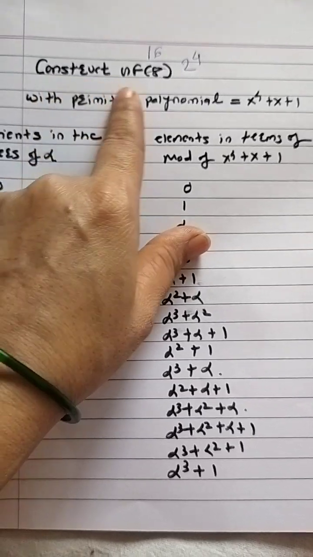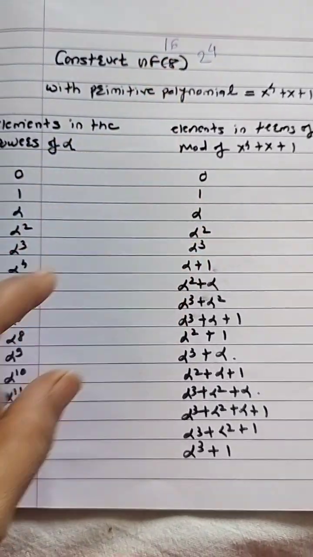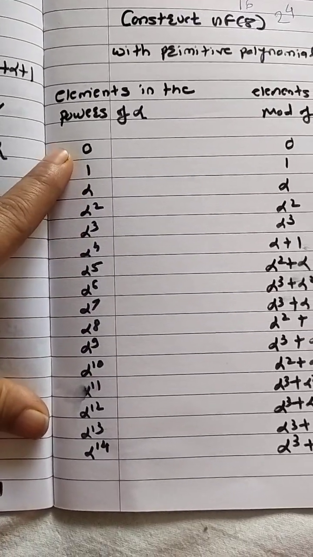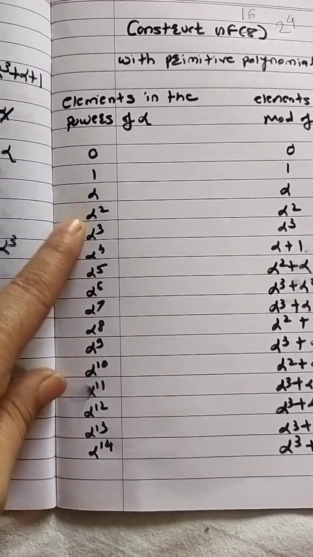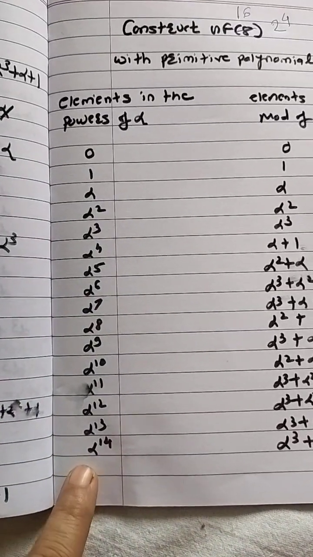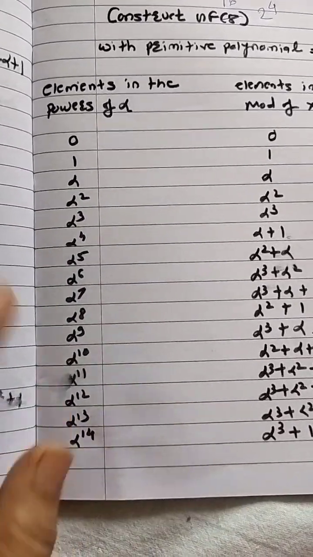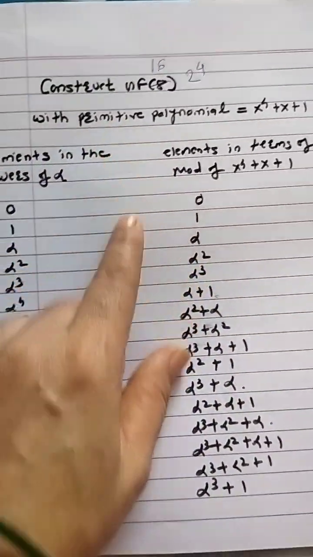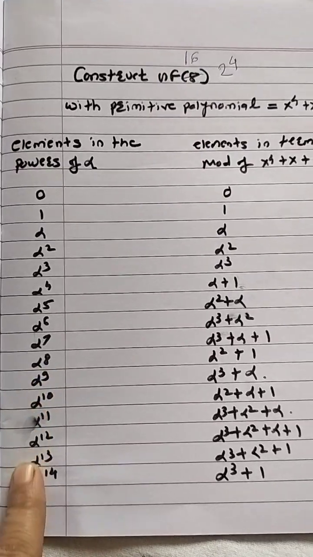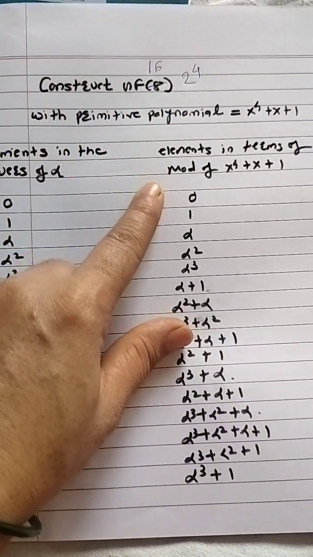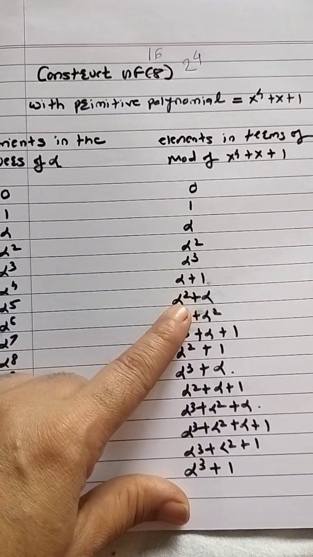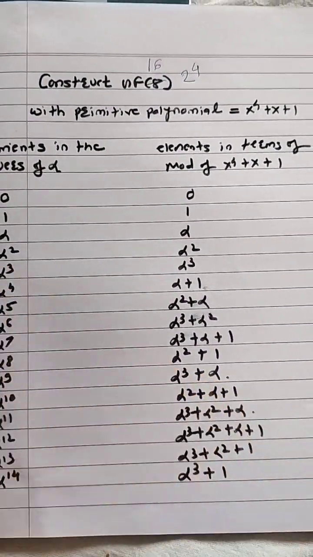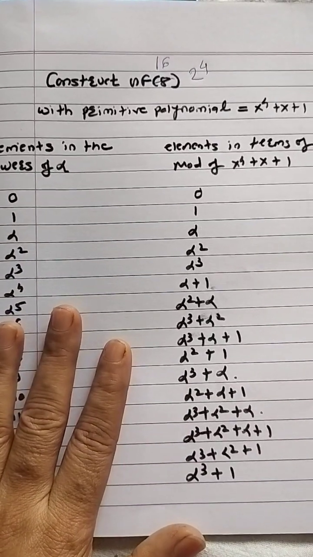Now Galois field 16 has 16 elements, and they can be expressed in powers of alpha, like 0, 1, alpha, alpha square, up to alpha raised to 14. So this is one method of representing the elements of Galois field 16, in terms of powers of the primitive element. The other method is to obtain the elements as mod of the primitive polynomial. What is mod of primitive polynomial was discussed already in the previous videos.